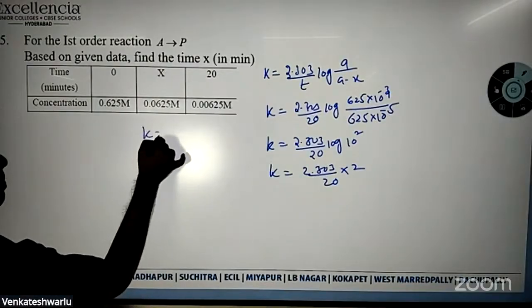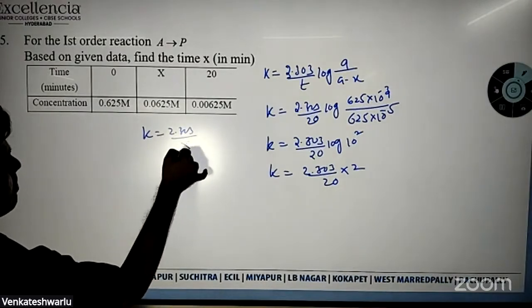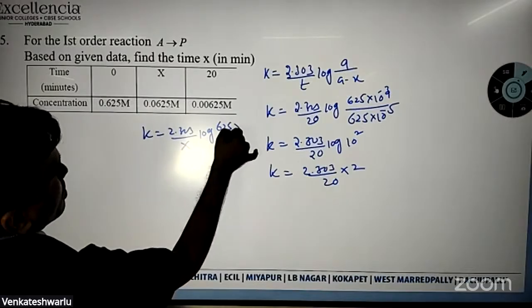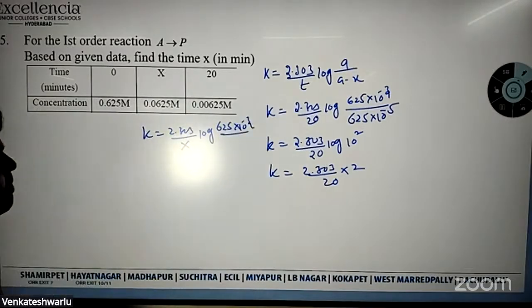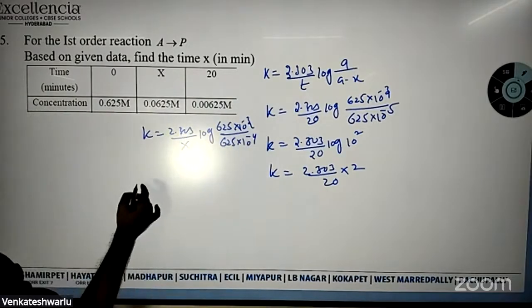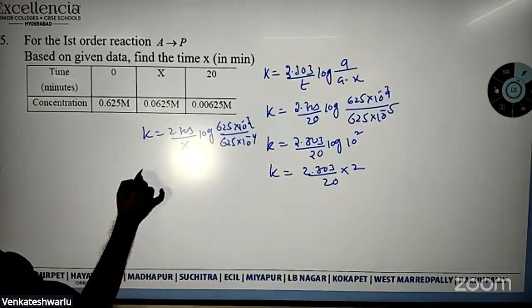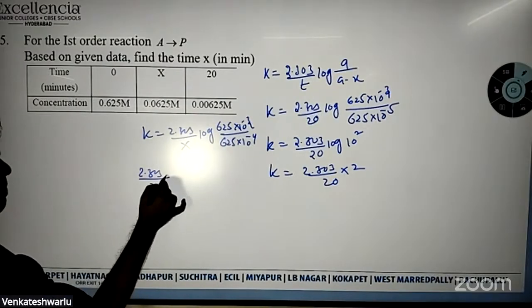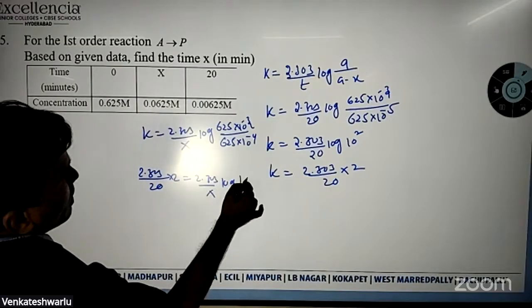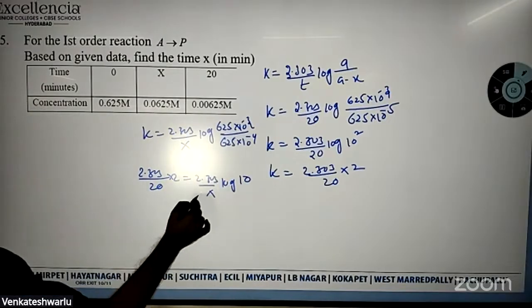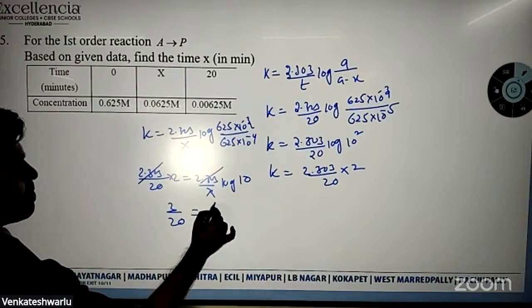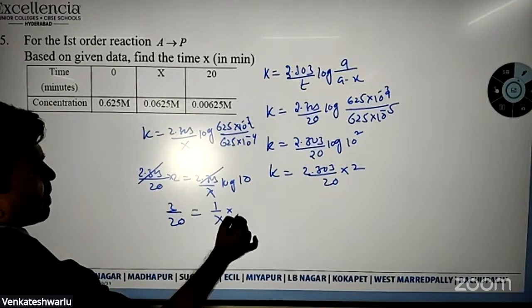So now again we have to use the same formula, 2.303 by X, where we have to find X. Initial concentration is 6.625 into 10 power minus 3 by 625 into 10 power minus 4. Already we got the K value, so we can use the K value that we already simplified. X into log, it becomes log 10, right? Now 2.303 is cancelled. 2 by 20 is equal to 1 by x, log 10 is 1.